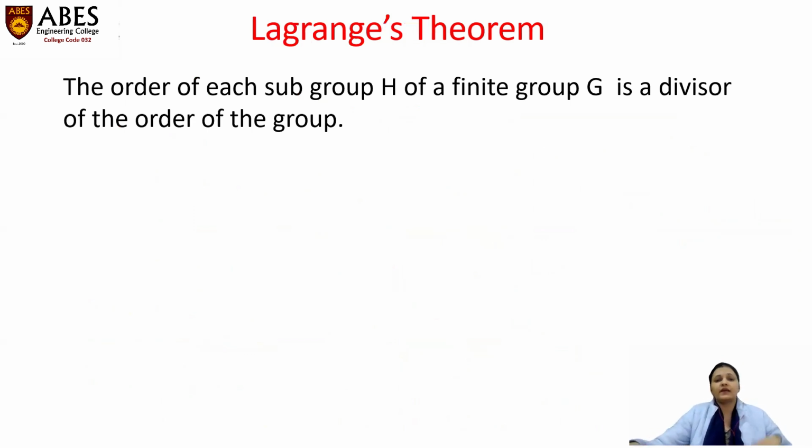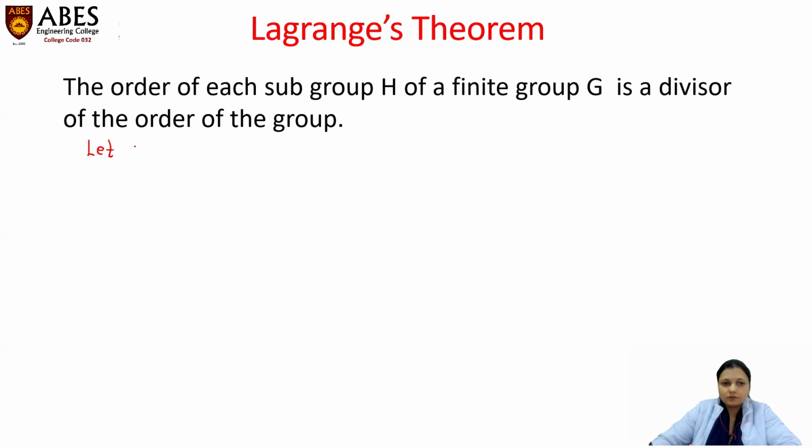Next is Lagrange theorem. The Lagrange theorem says that the order of each subgroup H of a finite group G is a divisor of the order of the group. What is the order of a group? Order of a group is the number of elements present in that particular group. Order of a subgroup is the number of elements present in the set of that particular subgroup. So the Lagrange theorem states that the order of a subgroup of a group will always be a divisor of the order of that particular group. Here I will prove this particular theorem.